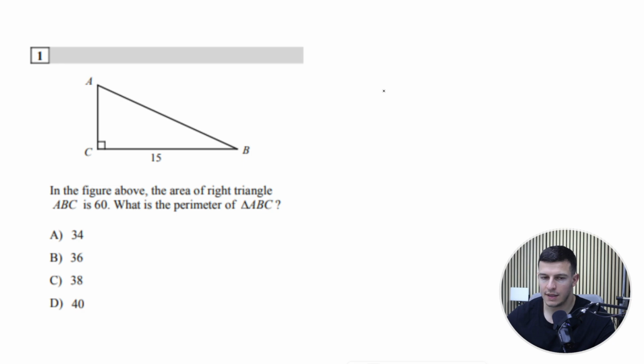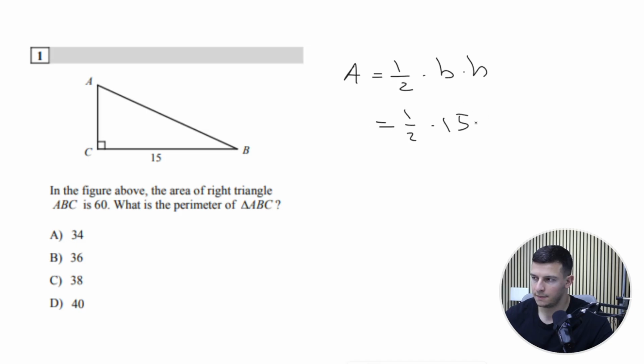In the figure above, the area of the right triangle is 60. What is the perimeter of triangle ABC? Now, that's a common type of question. We're only given one side, which is the base, and nothing else. But we know the area is 60. So area is equal to 1 over 2 base times height. In this case, base is 15. Height, we don't know, and the area is equal to 60. Now, do a little algebra. Multiply everything by 2. 120 is equal to 15h, and h is going to be equal to 8.